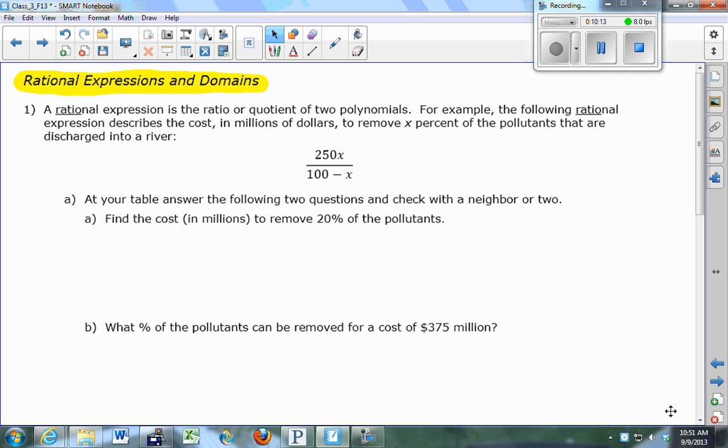Okay, so this expression, why is this called an expression? It's not equal to anything, right? It doesn't have equals another variable or equals a number. So that's an expression.